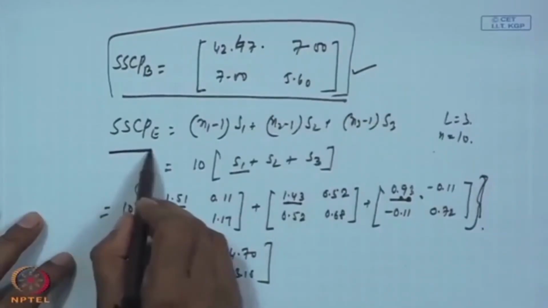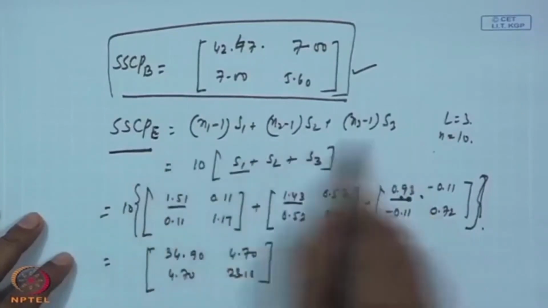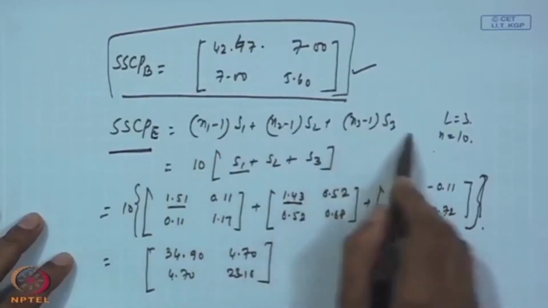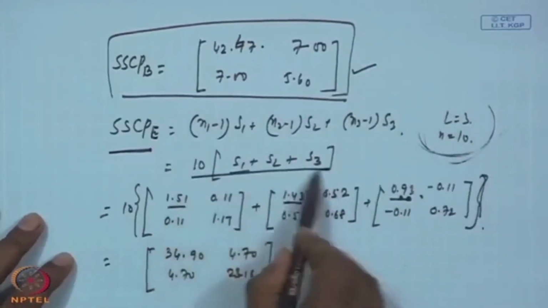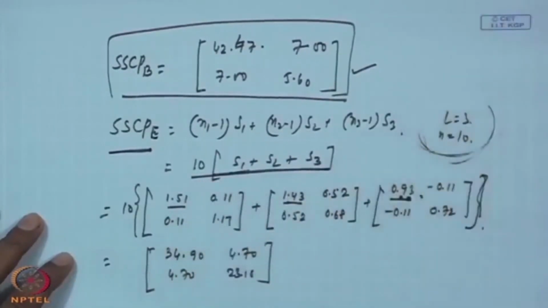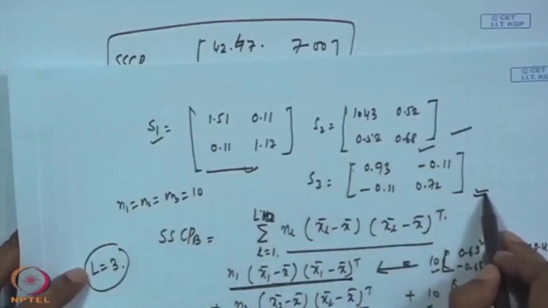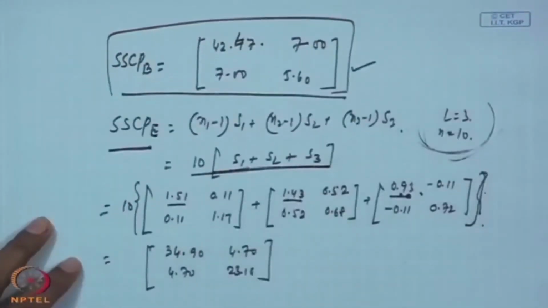Then what we require to know is the sum square cross product error matrix. The formula is the sum total of n1 minus 1, n2 minus 1, n3 minus 1, because we have 3 populations, with n equal to 10. So, our value is like this, and we started with this, that our S1 is this one, S2 is this matrix, S3 is this matrix. So, you are adding 1.51 plus 1.43 plus 0.93, this will be nothing but 3.49, and if you multiply it by 10, it will be 34.90, and in a similar manner you get SSCP E.